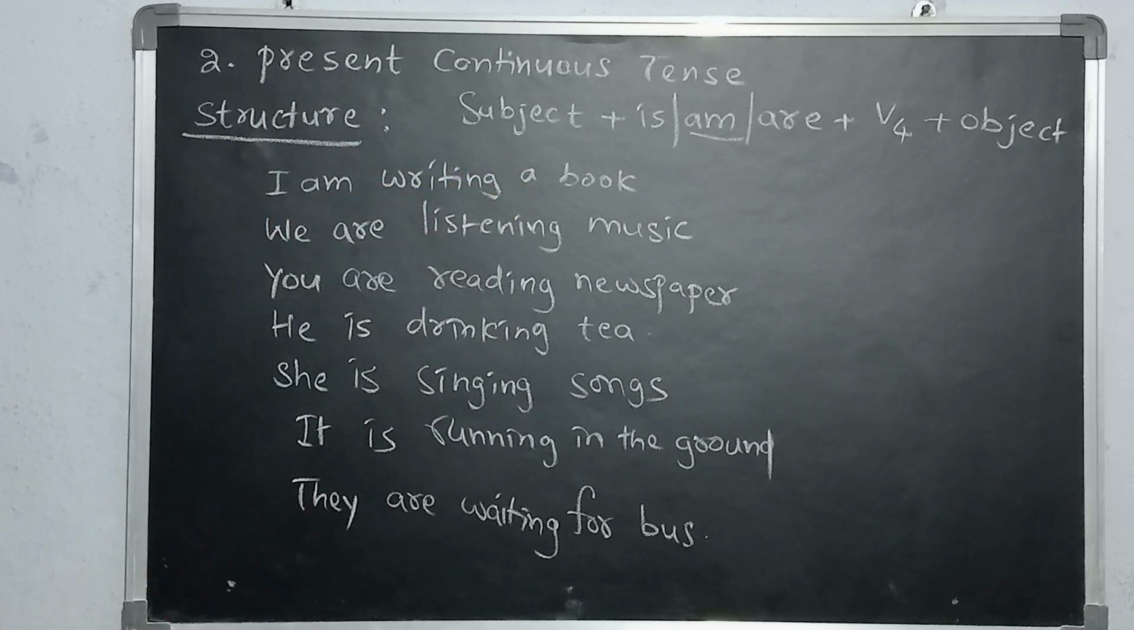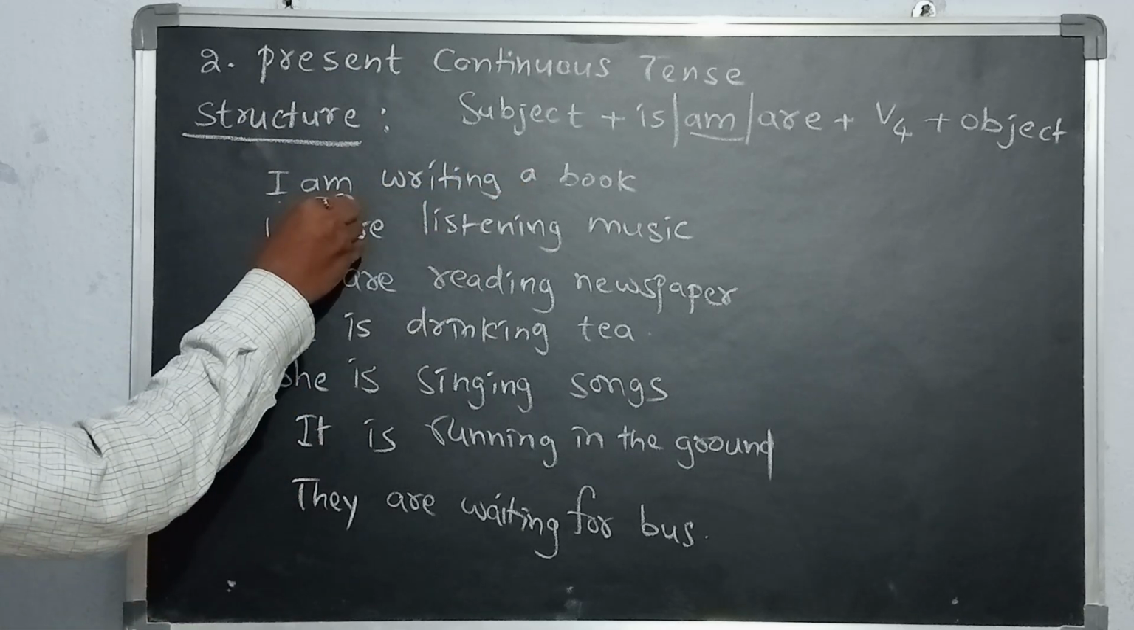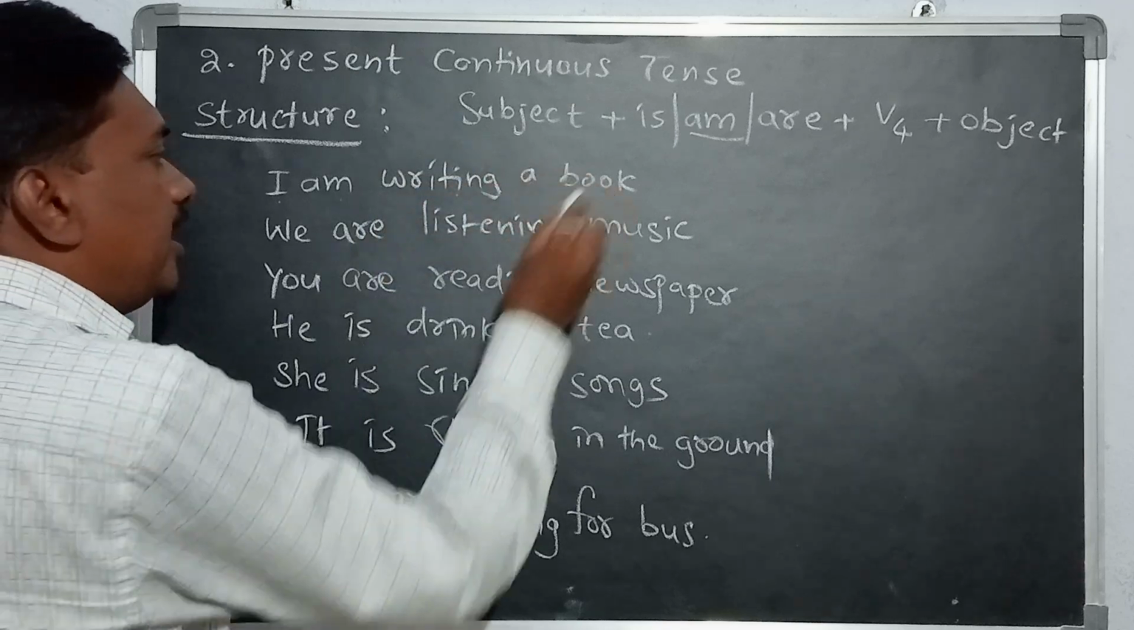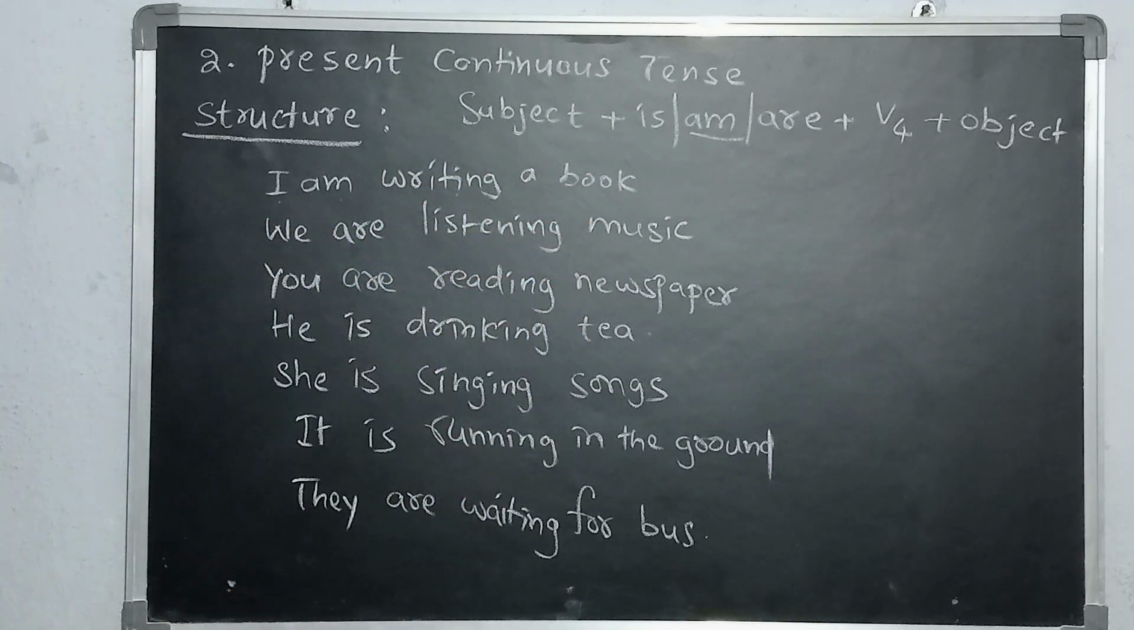I am writing a book. I subject, am helping verb, writing verb, a book object. We are listening music. You are reading newspaper. He is drinking tea. She is singing songs. It is running in the ground. They are waiting for bus.